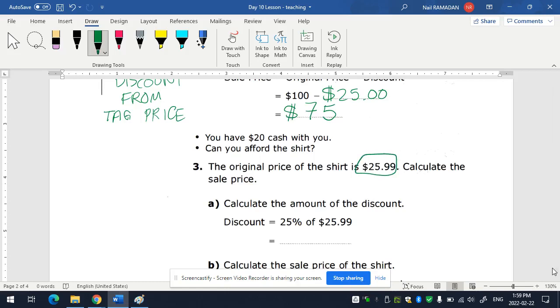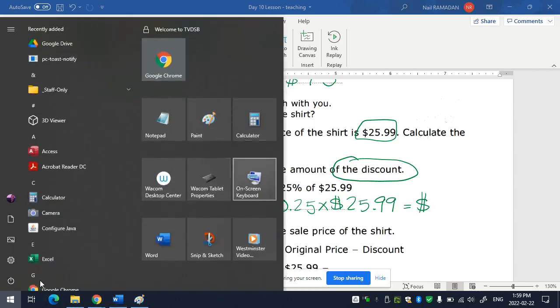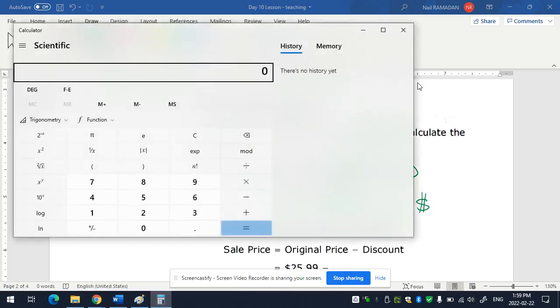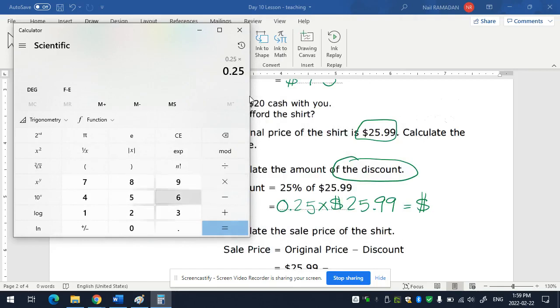Well, first of all, I have to calculate the discount. Always calculate the discount. So the discount is 25% or 0.25 times the $25.99. Now let's see if you can actually get enough of a discount to be able to pay with a $20 bill. Okay, let's see. Oh, scientific, yeah, that's what I want. All right, 0.25 times 25.99.